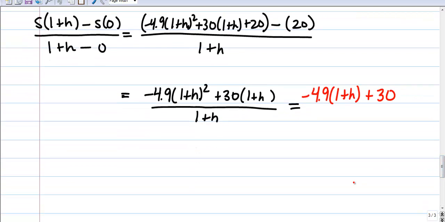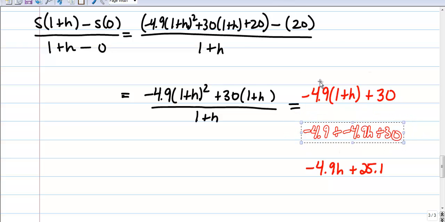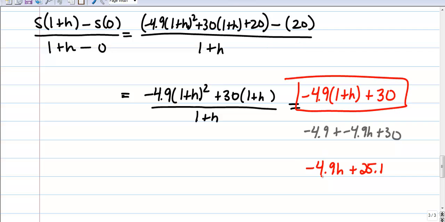And you can leave it like that, or you can multiply it out and simplify it. So negative 4.9h plus 30. And so this would end up being negative 4.9h plus 25.1. So you could do that. You could type it in like this or like this. It'll accept either one. And so that one was a little tricky.